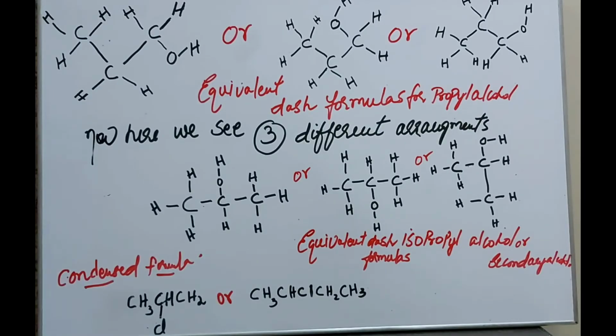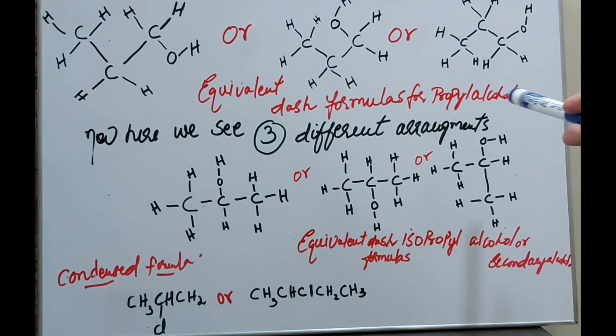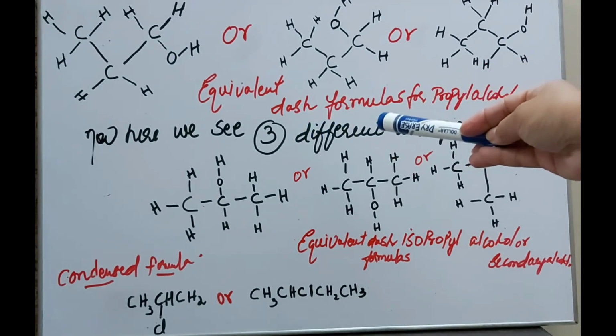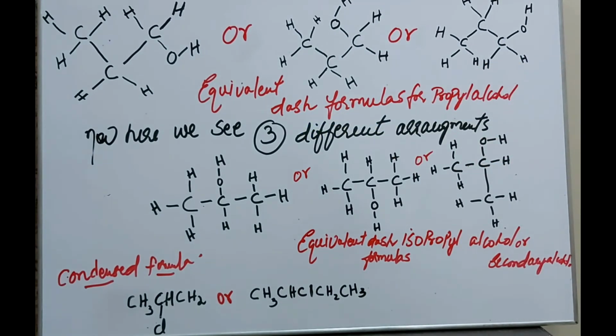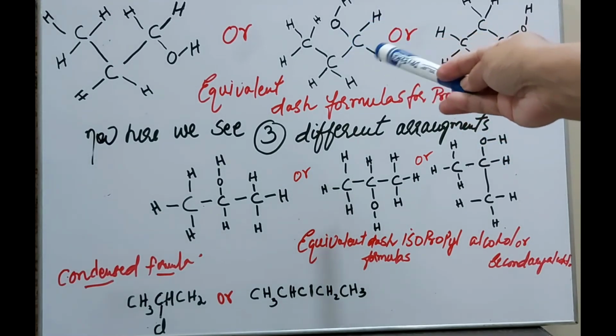Now here we see equivalent dash formulas for propyl alcohol. Here are three different formulas written for propyl alcohol, and you can see three different arrangements. These equivalent structures are for propyl alcohol and can have a variety of different arrangements, and are all equivalent, having bond angles of 90 degrees.